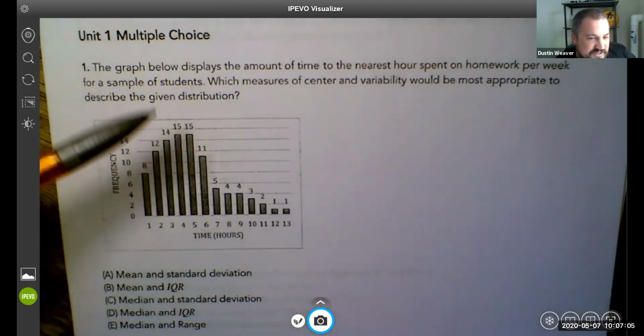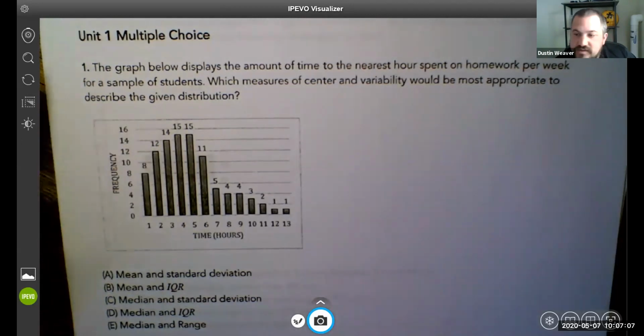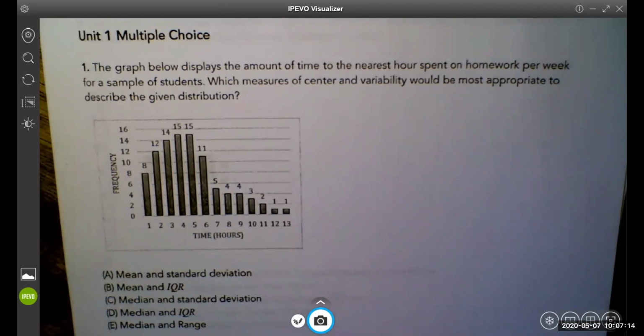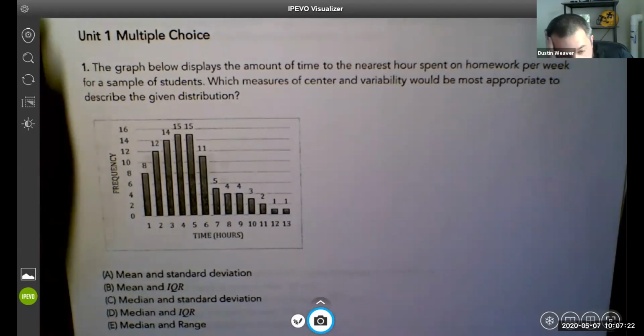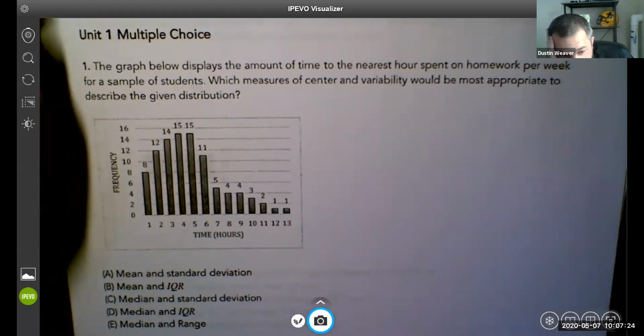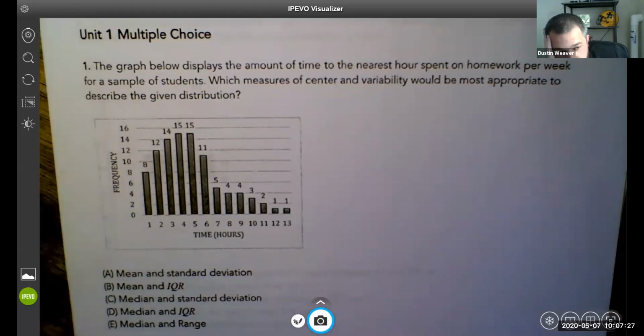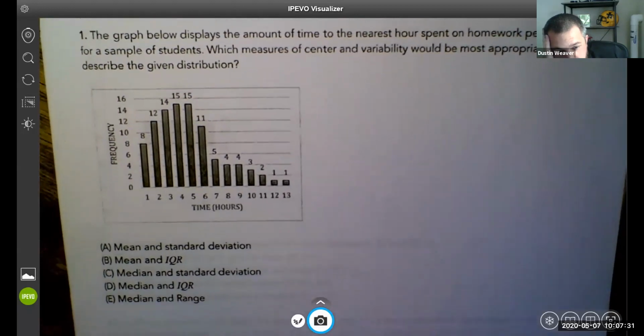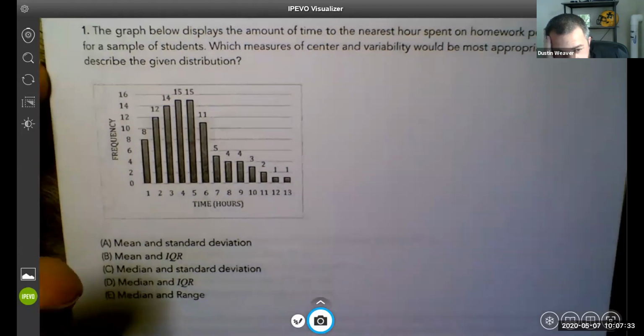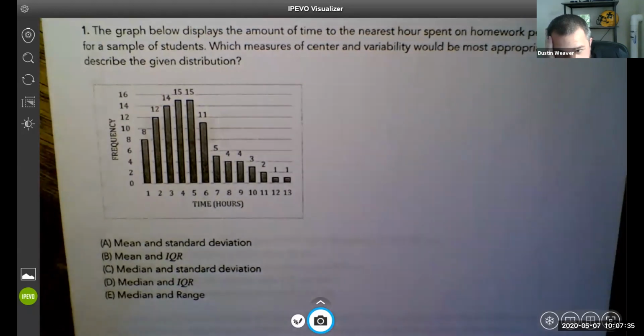So in this distribution, what is the shape of this distribution? Can anybody tell me the shape of the distribution? Skewed right. Yeah, that's what I think. Skewed right is the shape of the distribution. So it's not approximately symmetric, so it is skewed. So if it's skewed, what measure of center and what measure of spread should you use in a skewed distribution?